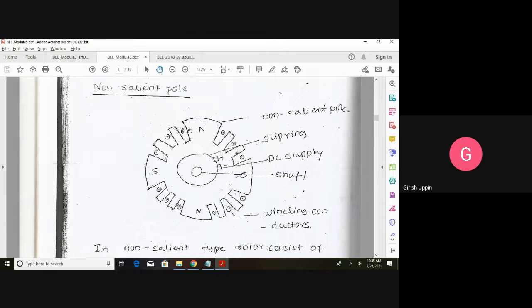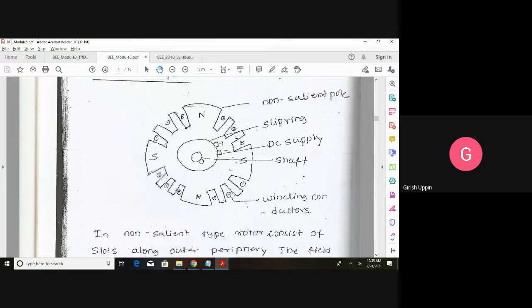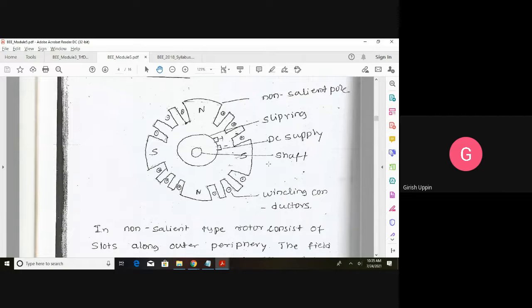This rotor has slots on the outer periphery, and inside these slots we place the field winding. The ends of that field winding are connected to two slip rings, and on those two slip rings there are brushes, and to these brushes we connect the DC supply. That is how we create the magnetic field.